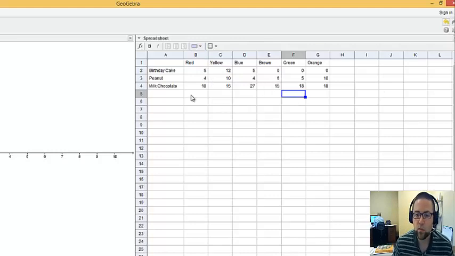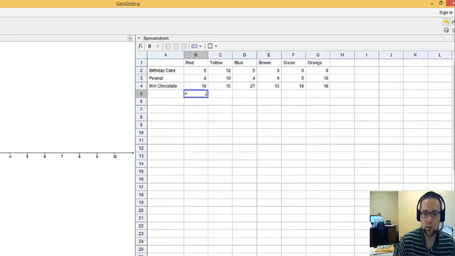Now what we're going to do is called marginal frequencies. So how many, and this is in the margin, you know, if you remember using Microsoft Word or something, the edges are called the margins. So we're going to total these up. So this is going to equal the sum of, and then put parentheses and say all of these numbers. So the sum from B2 to B4. And so there's 19 red total.